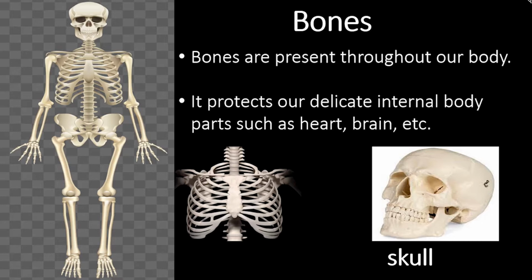It protects all our delicate internal body parts such as heart, brain, etc. And the bones which are protecting the heart is called the rib cage, whereas the bone which is protecting the brain is called the skull.